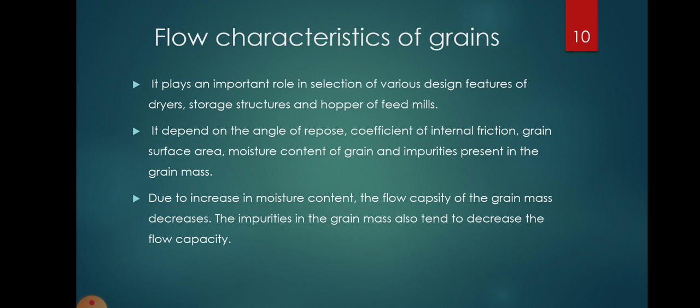Angle of repose is one of the frictional properties of the biological material, and this flow characteristics depends upon the angle of repose, coefficient of internal friction, grain surface area, moisture content of grain, and impurities present in the grain mass. So due to increase in moisture content, the flow capacity of the grain mass obviously decreases. The impurities in the grain mass also tend to decrease the flow capacity because these impurities create resistance to the flow of grain in a system.